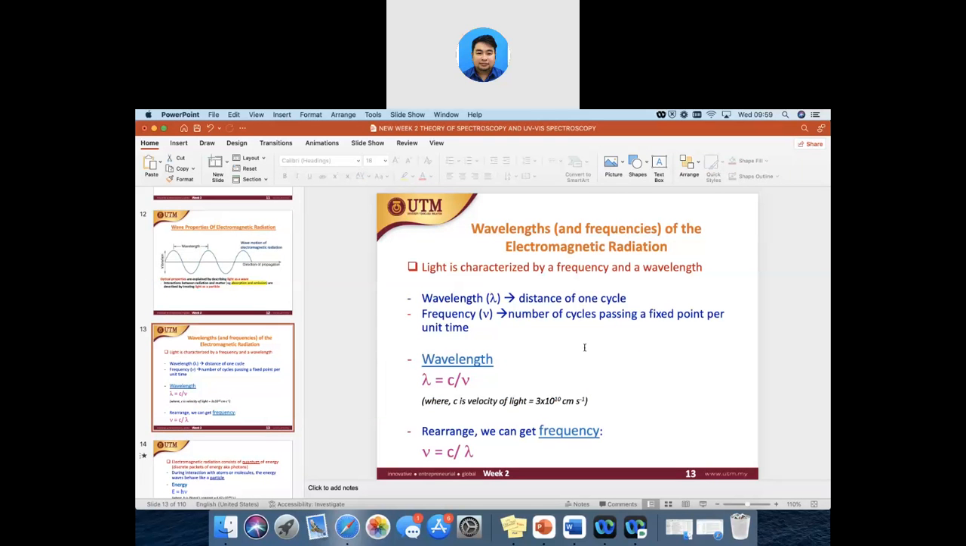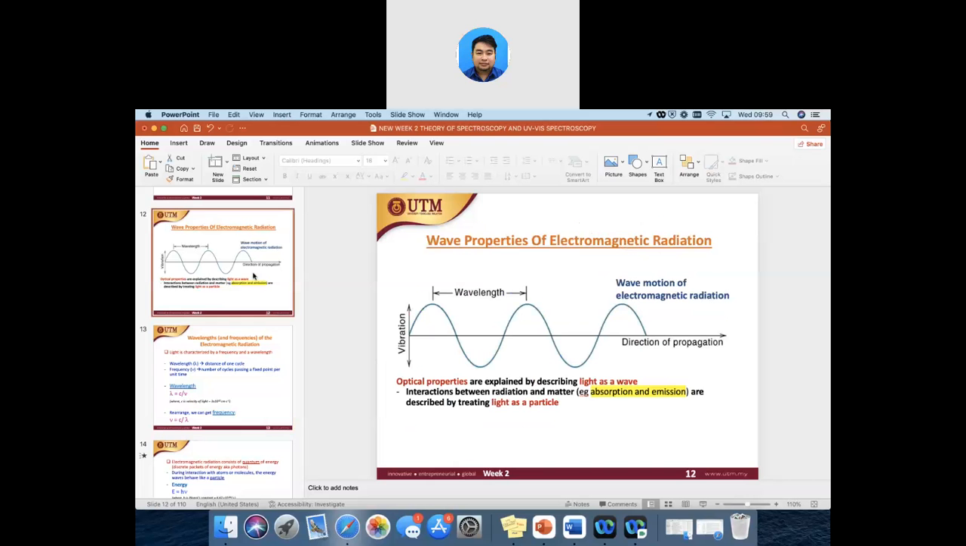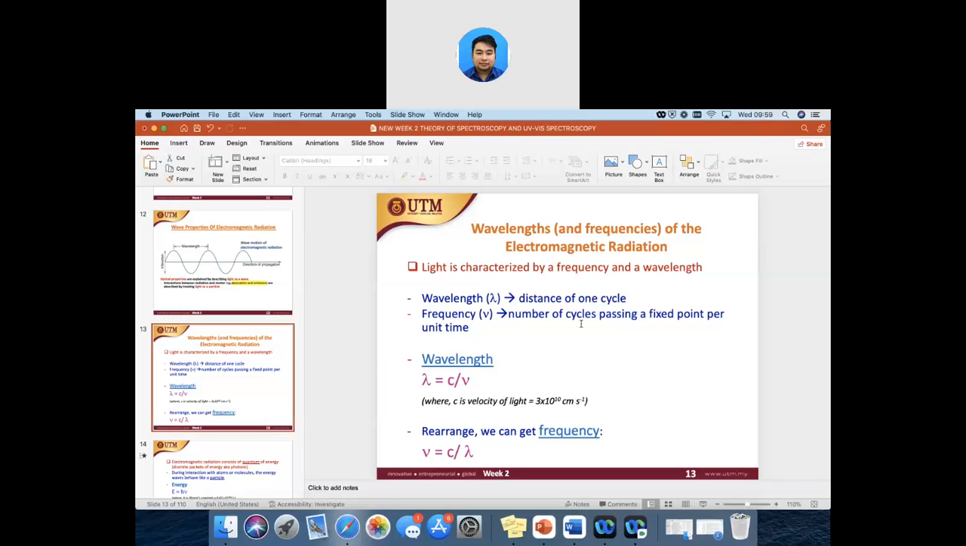Now we are going to look into the properties of electromagnetic radiation. Light is characterized by frequency and wavelength. As we have looked at before, when we look at wave properties, it has a wavelength. So what is wavelength? Wavelength is the distance of one cycle. So from this part to this part is called one cycle. Frequency is the number of cycles passing a fixed point per unit time.